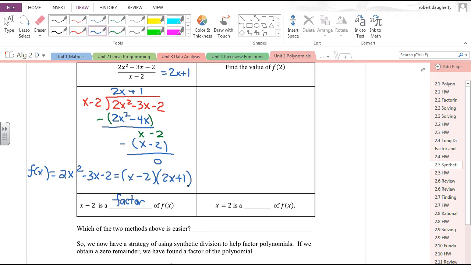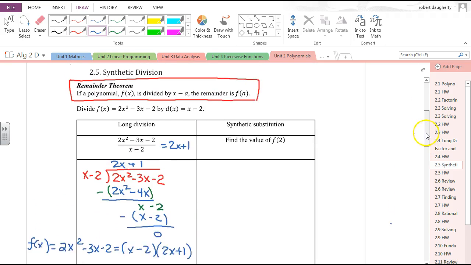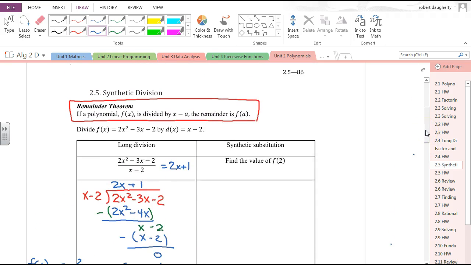Now what's the remainder? 0. Okay? So the other thing, what happens if I plug a 2 into this? What do I get? 0. Because if I plug a 2 in, this factor becomes 0. What the remainder theorem tells me is that if I divide a polynomial by x minus a, the remainder is f of a. It's the same as substituting the value a in.